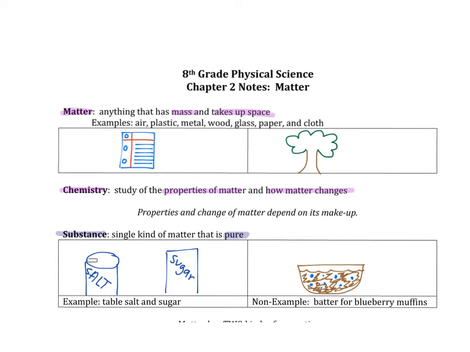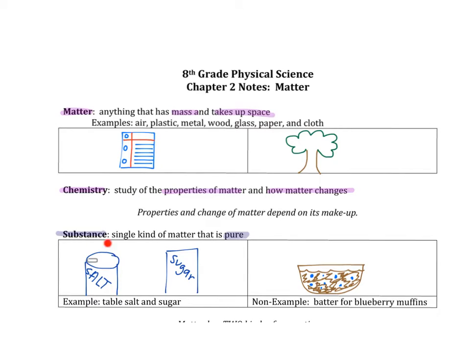The topic of this year, and our first unit in this year, is chemistry. And chemistry is the study of the properties of matter and how matter changes, which is why we're talking about what matter is. There are properties that are dependent upon the makeup of something, and the way that matter changes is dependent upon what it's made of.